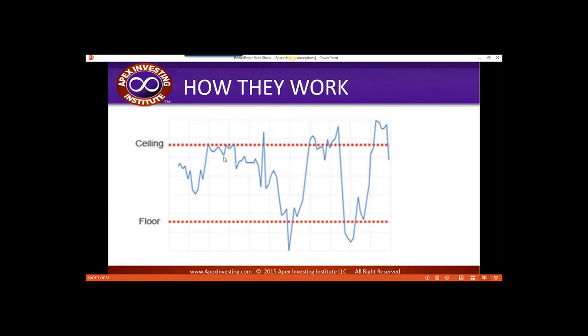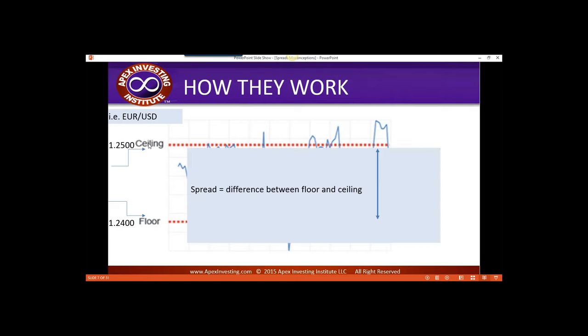Real quick, I just want to do a quick 5-minute review here to make sure everybody's on the same page. What is a spread? What is a Nadex spread? Well, a Nadex spread has a ceiling and a floor. Basically, think of it as a top and a bottom. If you were looking at a chart, you'd kind of draw a box on the chart. So, for example, a euro dollar example, let's say the floor is at 1.2400. That's the bottom. The ceiling's at 1.2500. That's the top. So the spread is the difference between the floor and the ceiling. So this particular spread is 100 pips wide.